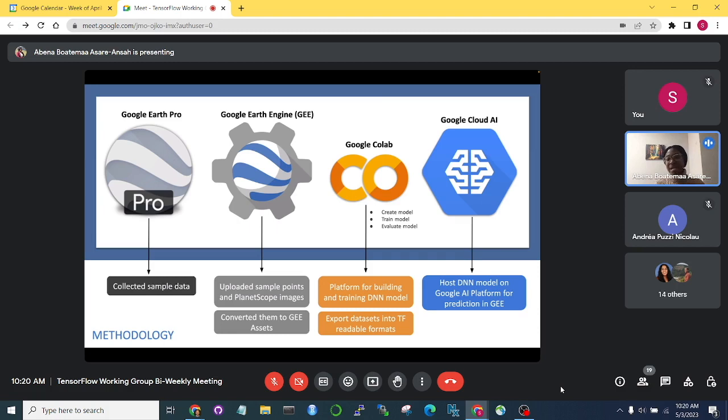And then I moved these things into the Google Colab, which is more like the virtual machine platform where I can create the model, train the model, evaluate the model. And then I also stored the DNN model in the Google Cloud AI platform for prediction in Google Earth Engine. So this is a short summary of the methodology I use for my research.